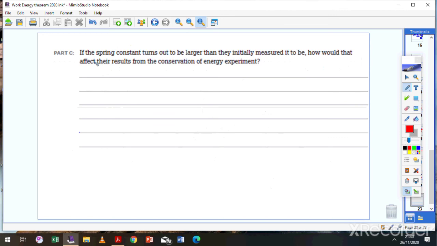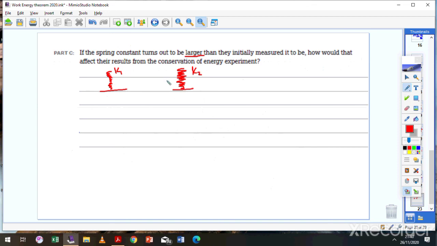Now part C: if the spring constant turns out to be larger than they initially measured it to be, how would that affect their results? So think of this. They have a spring, right? They measured the spring constant to be some value, K1, but it turns out that it's larger. Since it's larger, that means the spring is stiffer. Stiffer spring, right? Now, K2 is bigger than K1.